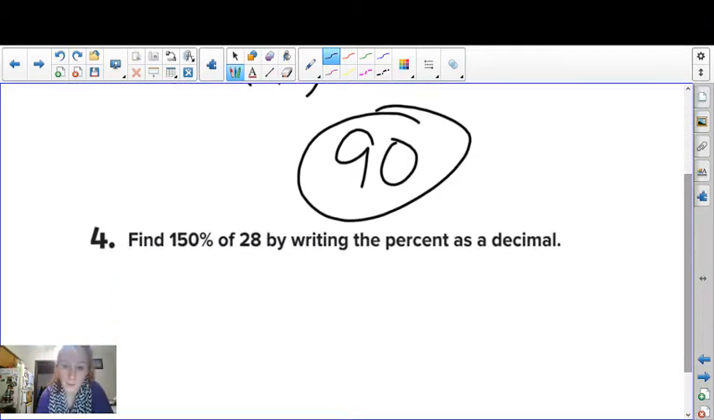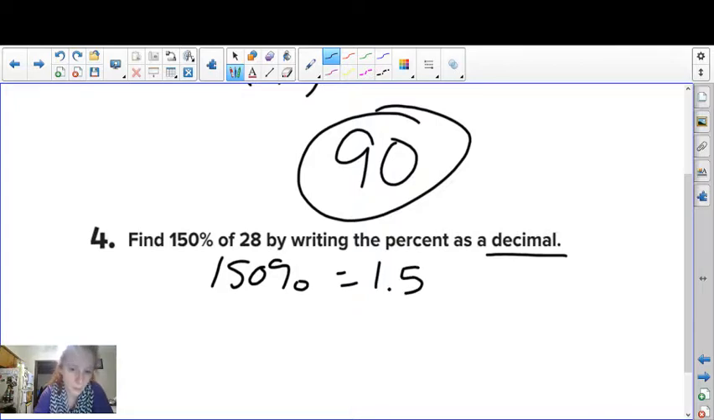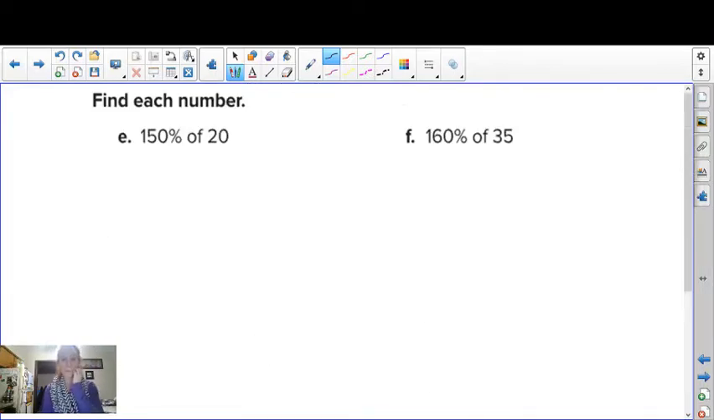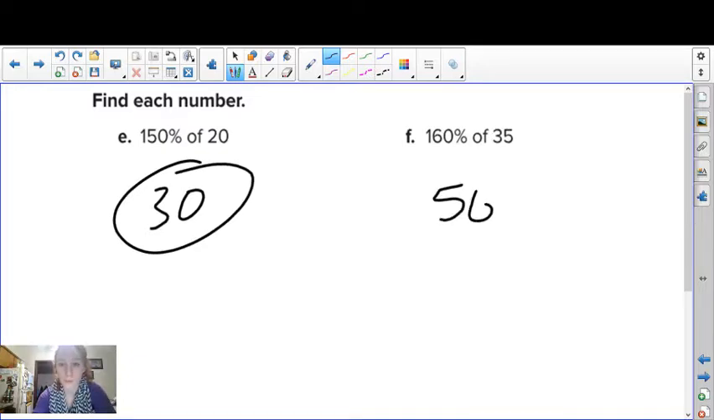And then I do the same thing here, except this time we're writing it as a decimal. So 150% as a decimal is 1.5. So I take 1.5 times 28, which should give me 42. All right, find those 2. Pause the video, find those 2. You should get 30 and 56.